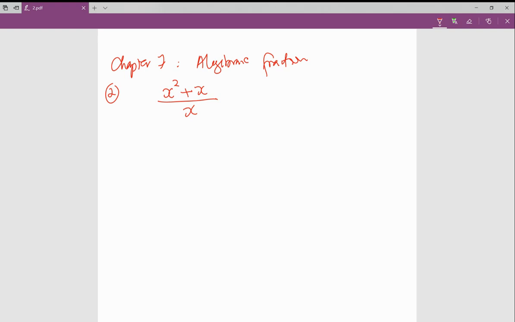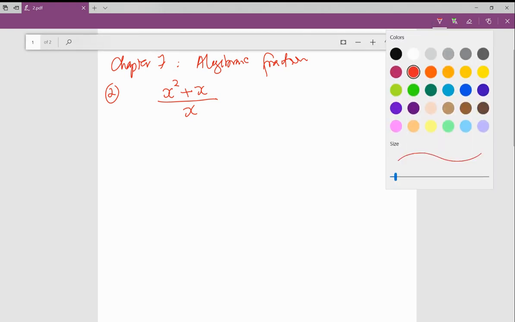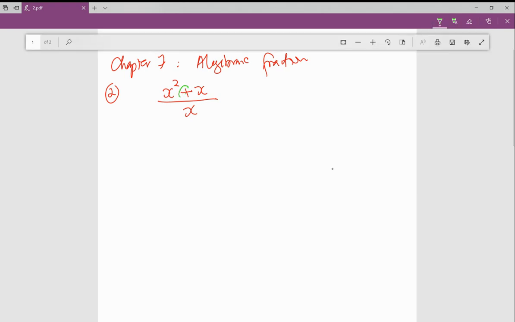Okay, the first thing you got to know is whenever there is a plus or minus, you cannot cancel. This is wrong. You got to remember, you can only cancel if there is a multiplication between them. So in this case, let me write the question again. So you have x squared plus x divided by x. How do you simplify this?